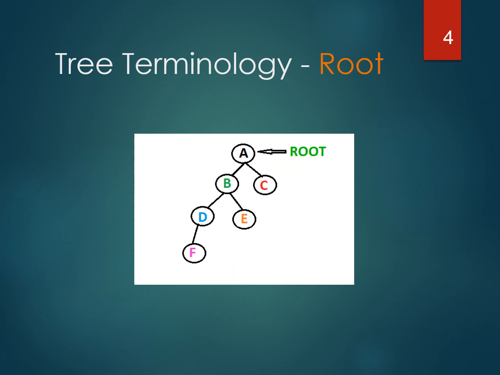So there are so many terminologies when it comes to tree. So the first one is root. The starting node of a tree is called the root, and there is only one root node in any tree. So this root node has two children, B and C.